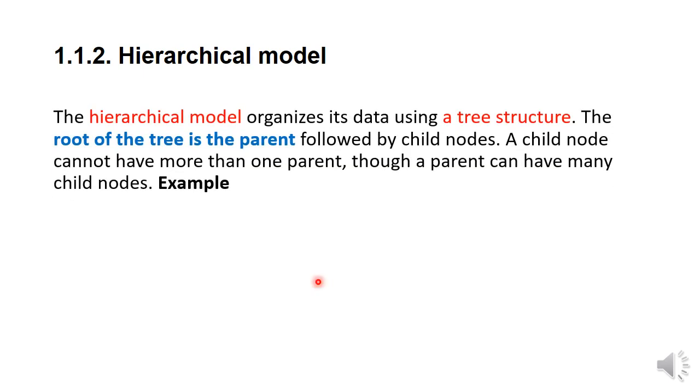Now let us talk about the hierarchical model. This is another database model that we are going to discuss. A hierarchical model organizes its data using a tree structure. So what is a tree structure? A tree structure is a structure where we have the root, or just the parent, and the child nodes. So the root of a tree structure is the parent, followed by the child nodes.